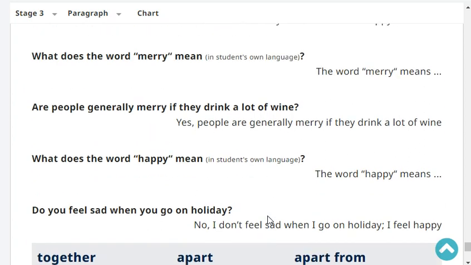What does the word happy mean in Japanese? The word happy means 嬉しい in Japanese. Very good. Do you feel sad when you go on holiday? No, I don't feel sad when I go on holiday. I feel happy. Very good.